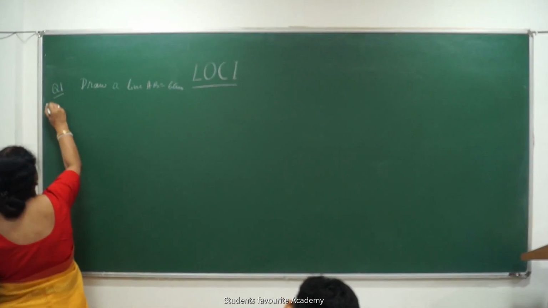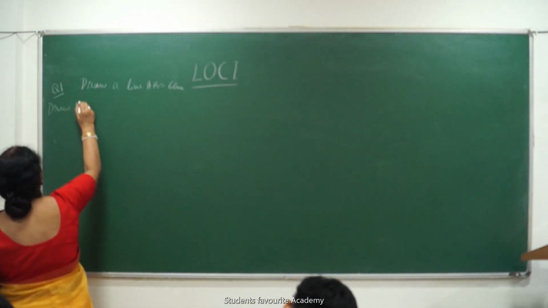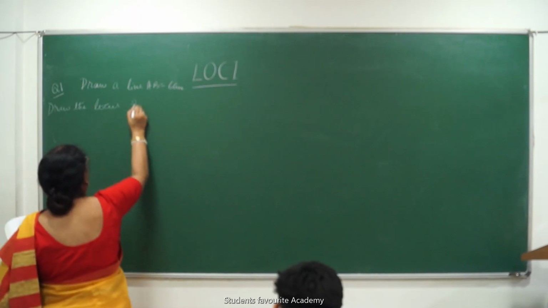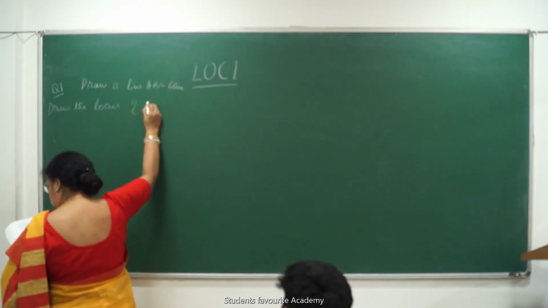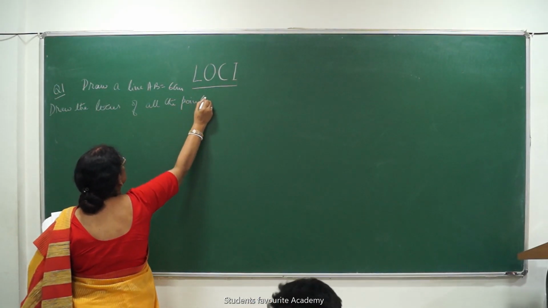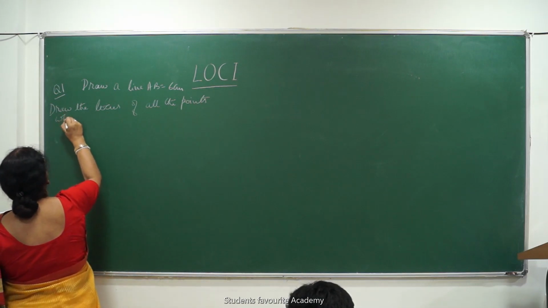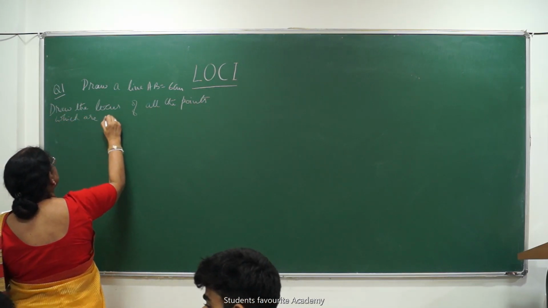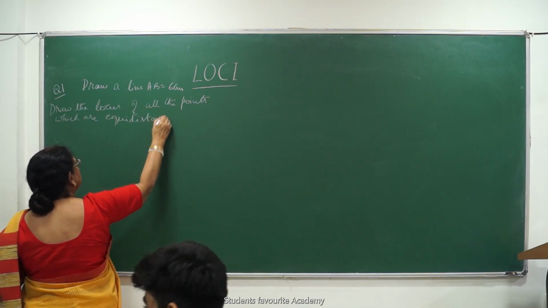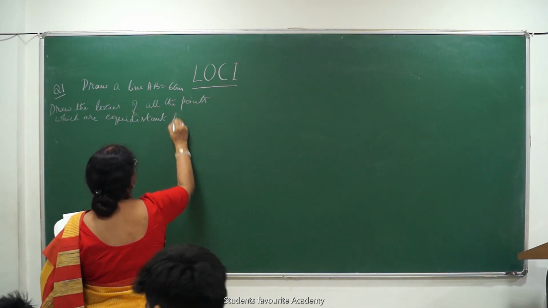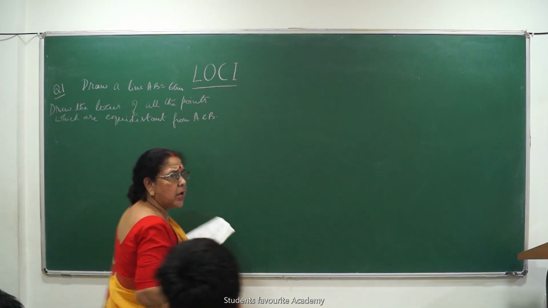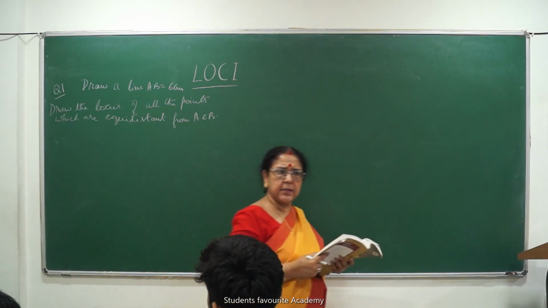Draw the locus of all the points which are equidistant from A and B. So, do you follow what you have to do? You have to draw the perpendicular bisector of AB.